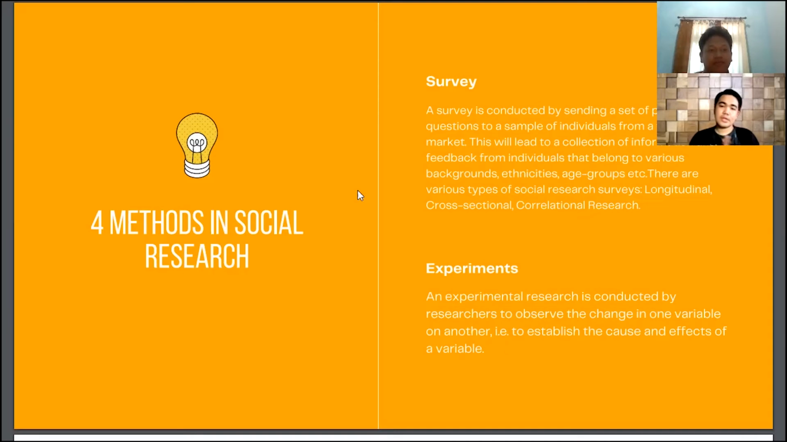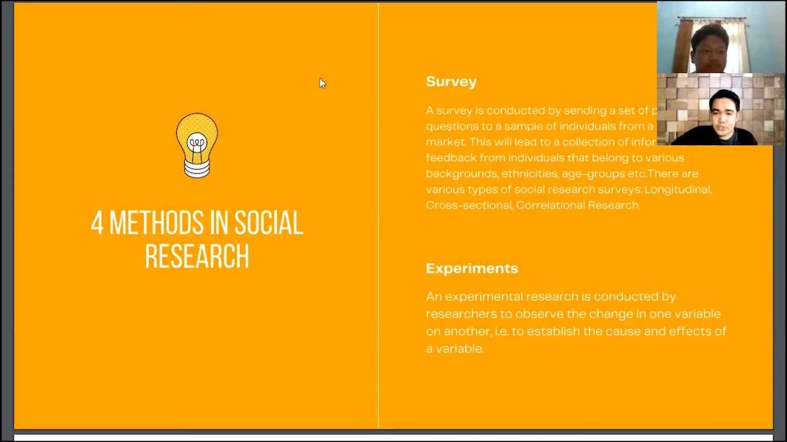Okay, so what are experiments? An experimental research is conducted by researchers to observe the change in one variable on another to establish the cause and effects of a variable. In experiments, there is a theory which needs to be proved or disproved by careful observation and analysis. An efficient experiment will be successful in building a cause-effect relationship while proving, rejecting, or disproving a theory. Laboratory and field experiments are preferred by researchers.